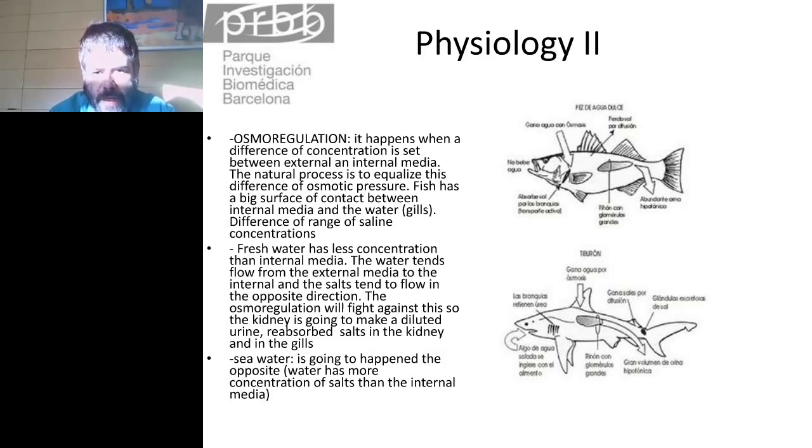These fish will have more ion concentration inside of the cells than the water. So the natural tendency is going to release some ions from the cell and catch some water. So the fish will fight against this, putting a lot of water outside of his body, making a diluted urine, and also catching the ions from the blood and from the water, using their kidneys and their gills. If we think, on the other hand, in the saltwater fish, it's going to be the opposite. So summarizing this osmoregulation, we can say that they are going to drink like a fish.